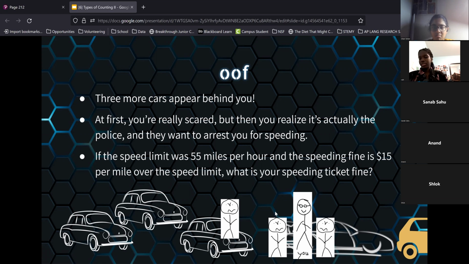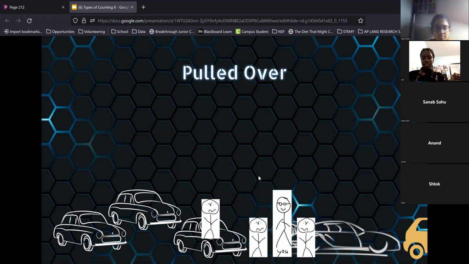Yeah, so the answer is 525 because it's 90 minus 55. That's how you get the amount above the speed limit you are, times 15 is 525.